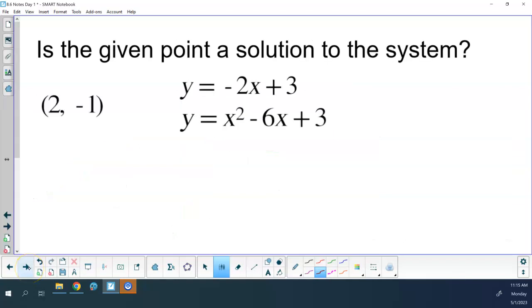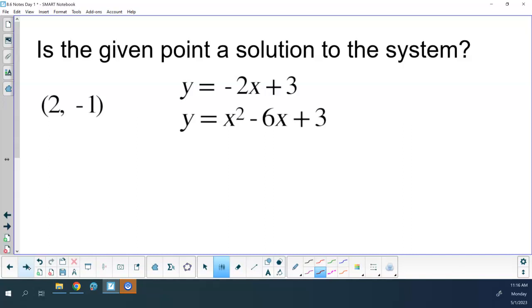So in order to get into that thinking, let's try this one. I want to know, is the given point a solution to the system? What do you think we're going to do with these? We're going to plug it in. We're going to plug in what for x? What for y? Bingo. Let's do it.